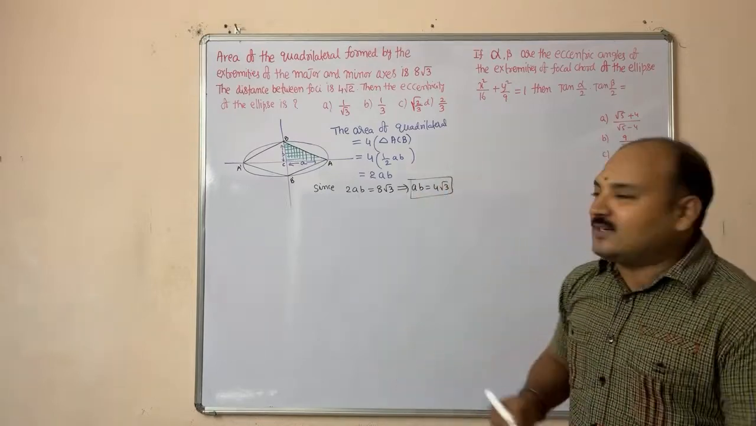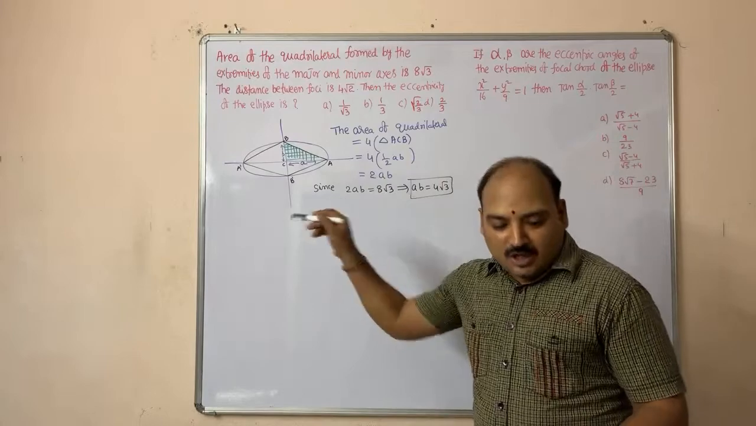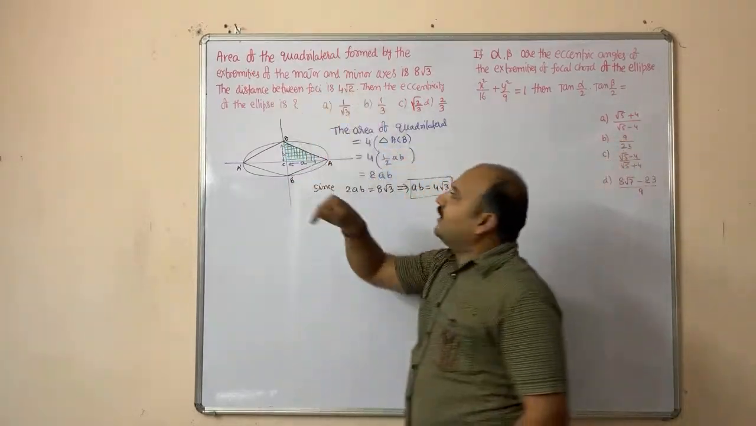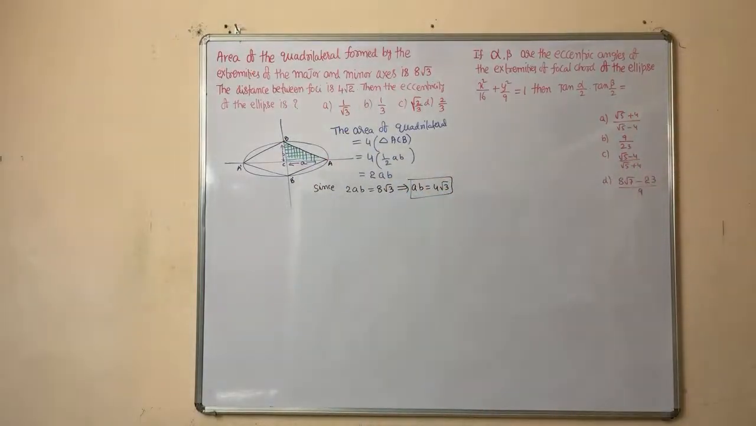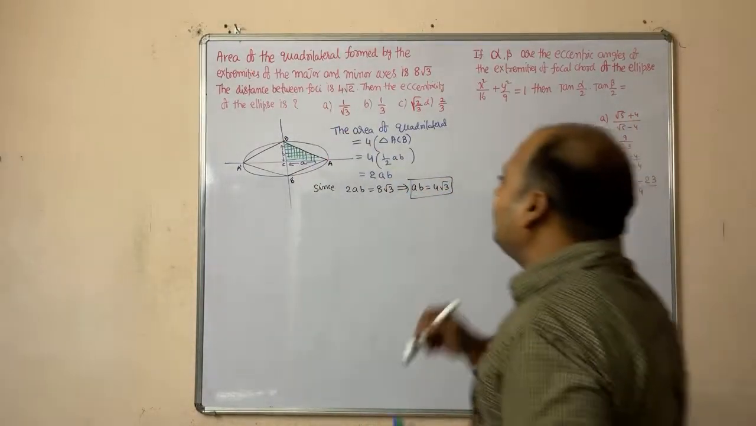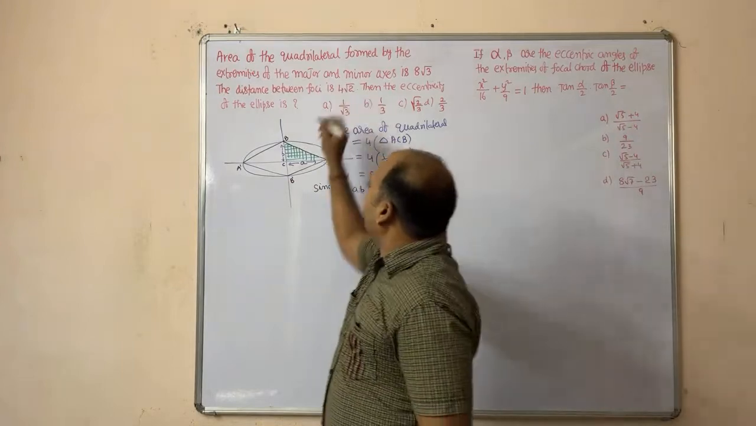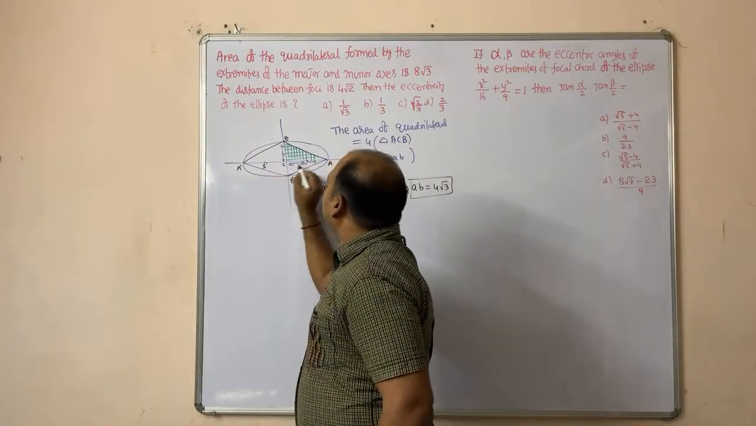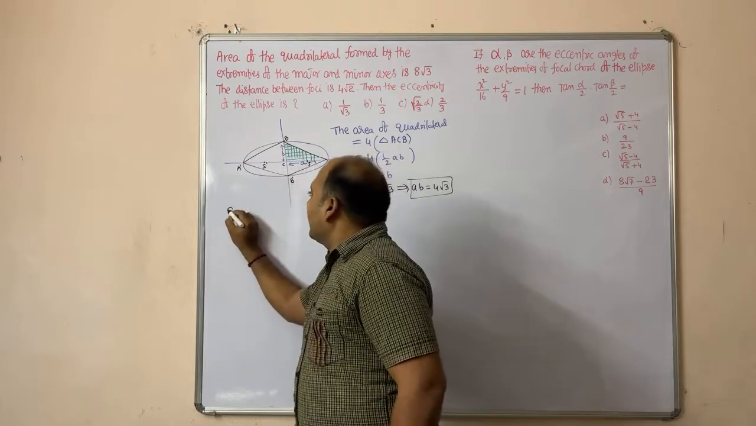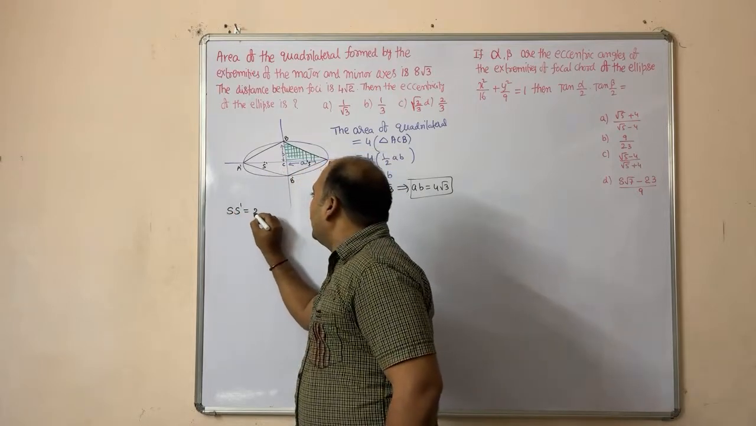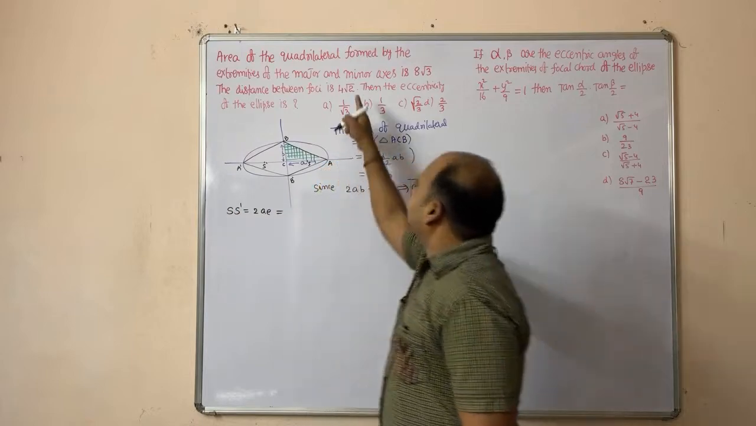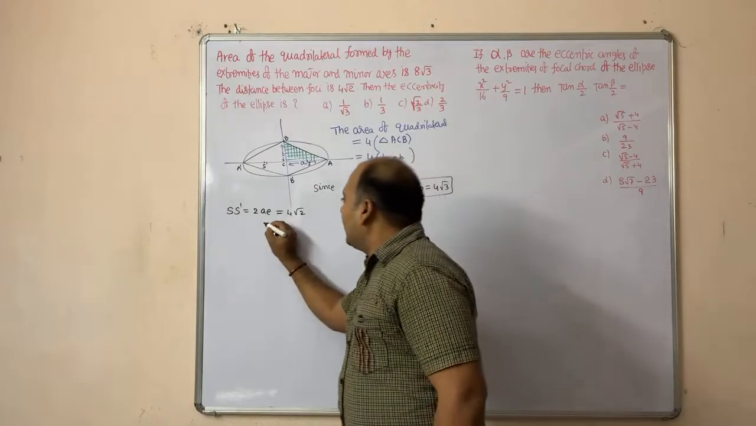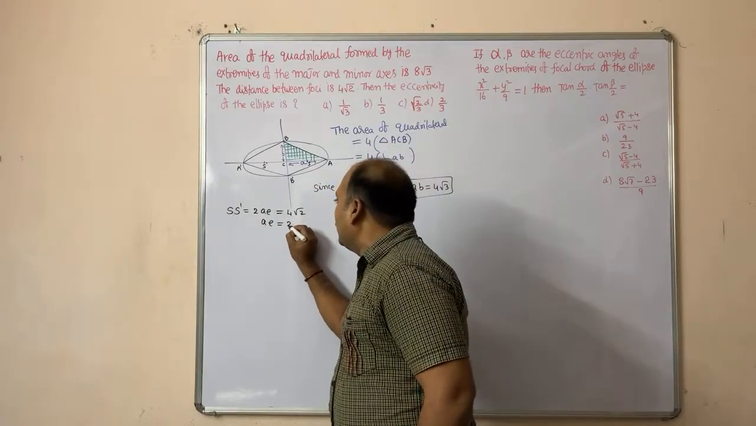Did you get this answer? ab equal to 4√3. Keep in mind. After that, the distance between foci is 4√2. It is given that. Distance between foci means S and S dash only, no? This is S and this is S dash. Given SS dash equal to 2ae, that value is also equal to 4√2. So if you simplify, ae is equal to 2√2.